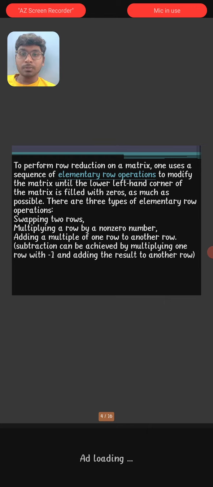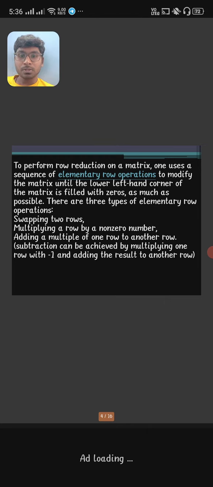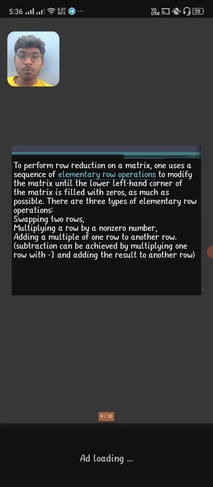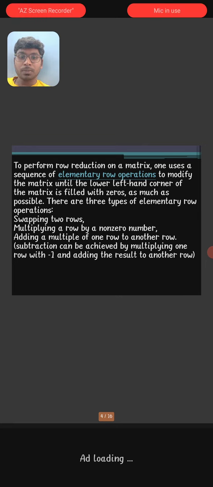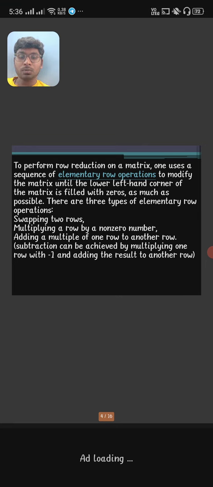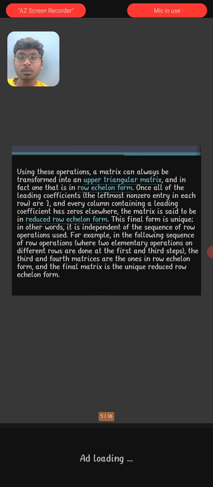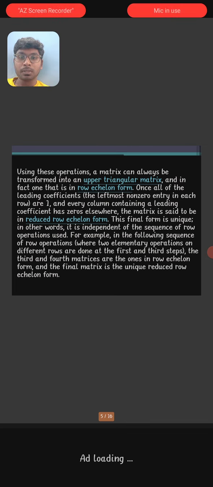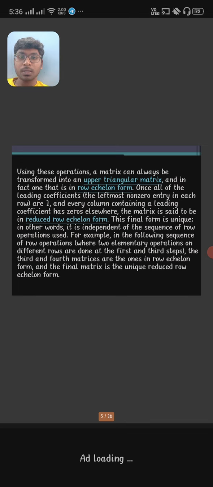There are three types of elementary row operations: swapping two rows, multiplying a row by a non-zero number, adding a multiple of one row to another row. Subtraction can be achieved by multiplying one row with one and adding the result to another row. Using these operations, a matrix can also be transformed into an upper triangular matrix, and in fact, one that is in row echelon form.